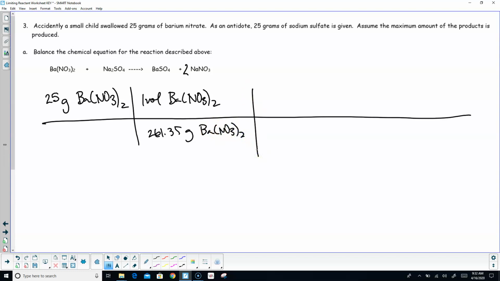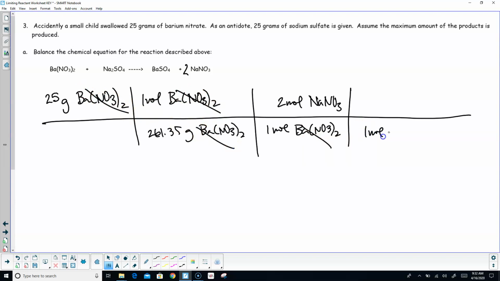Now I need to do my mole ratio. According to the balanced formula, for every 1 mole of barium nitrate, there are 2 moles of sodium nitrate. Moles of barium nitrate go away. Now I need to know the molar mass. And remember, when it's moles and grams, it's 1 mole. So for every 1 mole of sodium sulfate, it weighs 142.04.